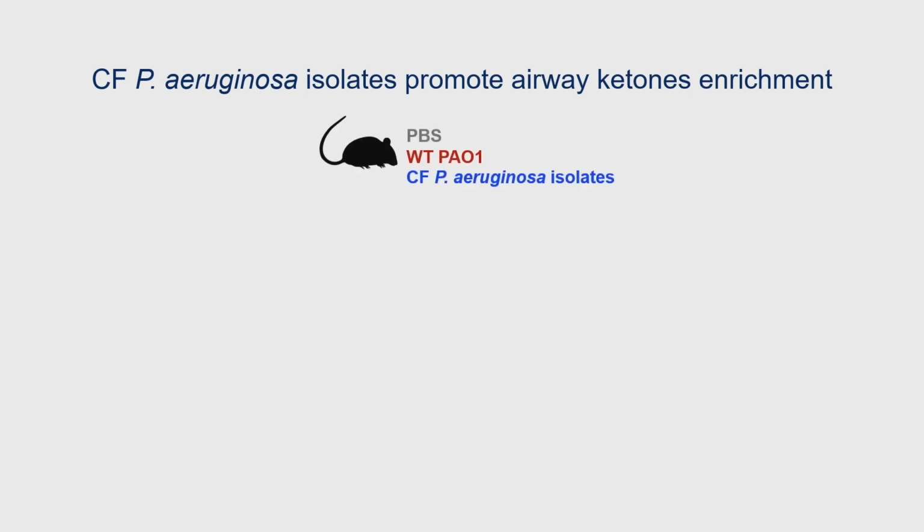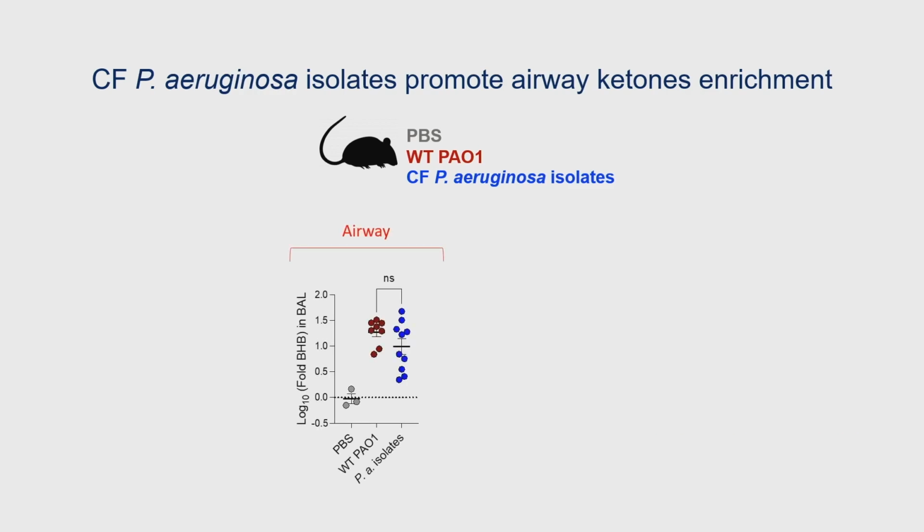To answer that question, what we did is we compared whether these clinical isolates were inducing the same type of ketogenic response as this laboratory strain, PO1, which everyone uses. And we found that the accumulation of beta-hydroxybutyrate in the airway was exactly the same between the two types of pathogens, either these highly inflammatory strains or the clinical isolate that we know exploits disease tolerance.